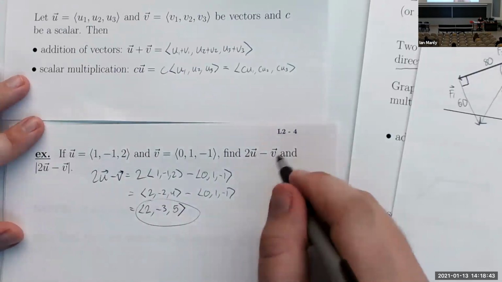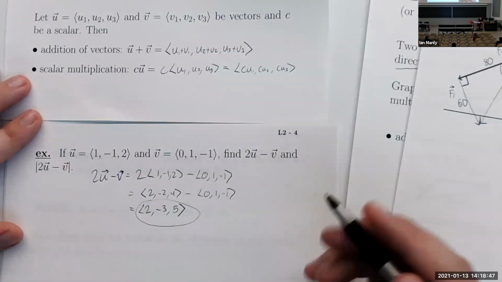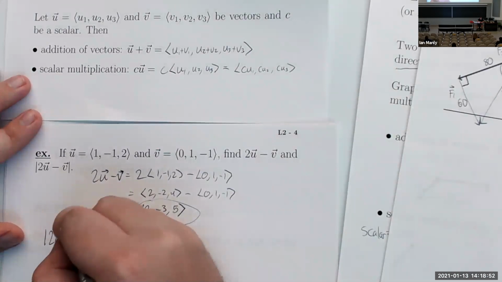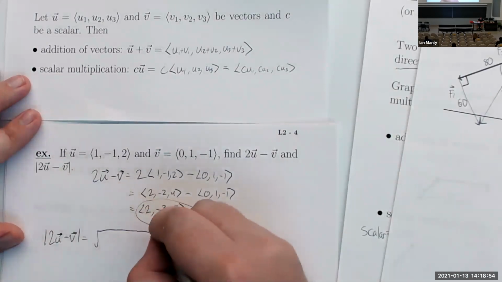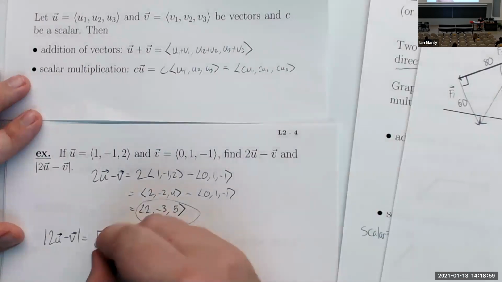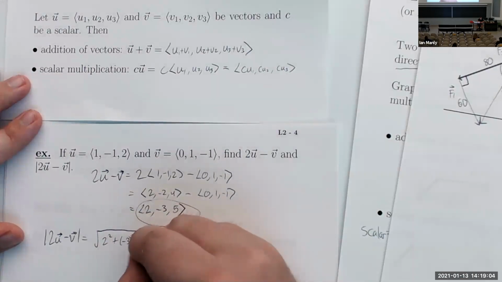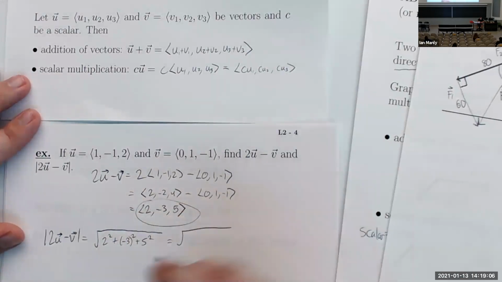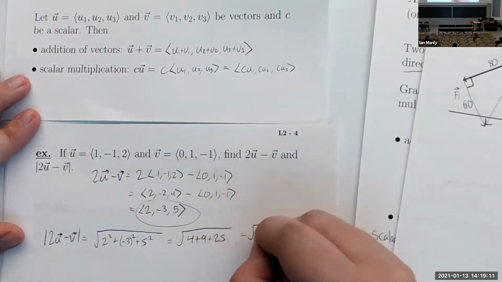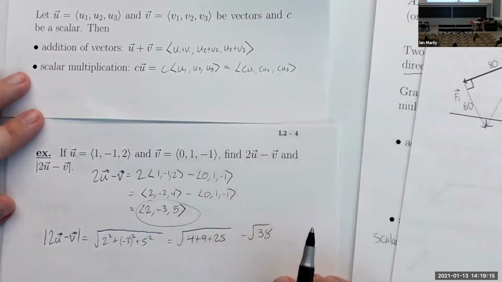Now I want to find the magnitude of this vector. Well, we just figured out a formula for doing so. The magnitude of 2u minus v is the square root, and then we square each of these components here. So we have 2 squared, negative 3 squared, and 5 squared. That's 4 plus 9 plus 25. So we end up with the square root of 38 as the magnitude for this vector here.